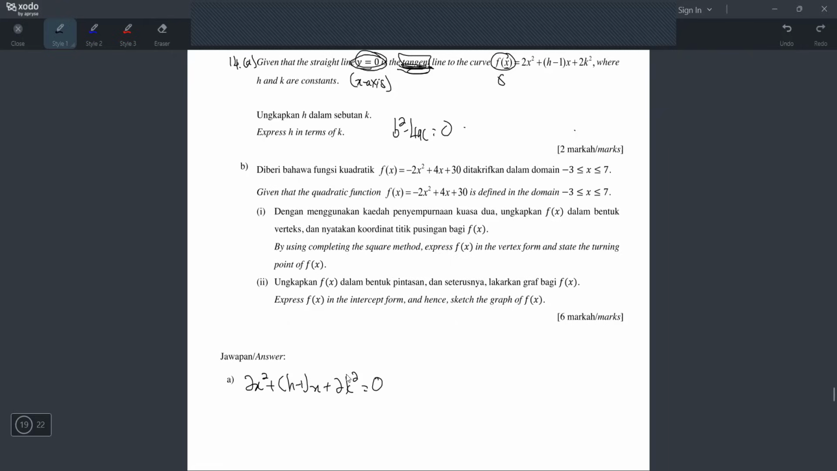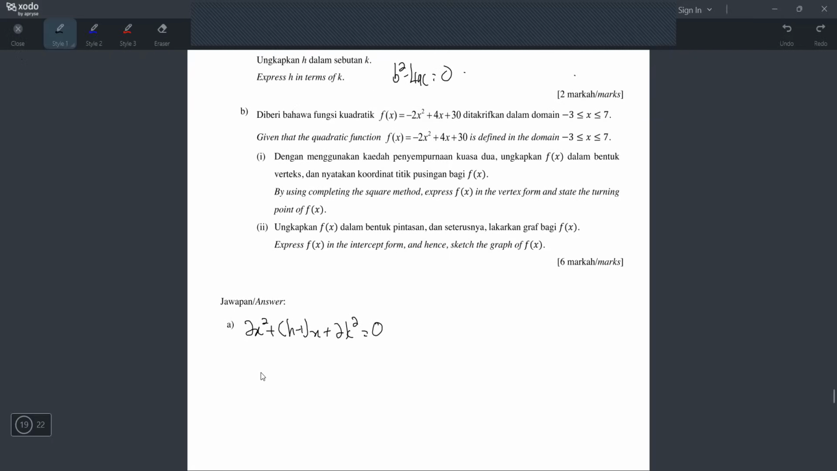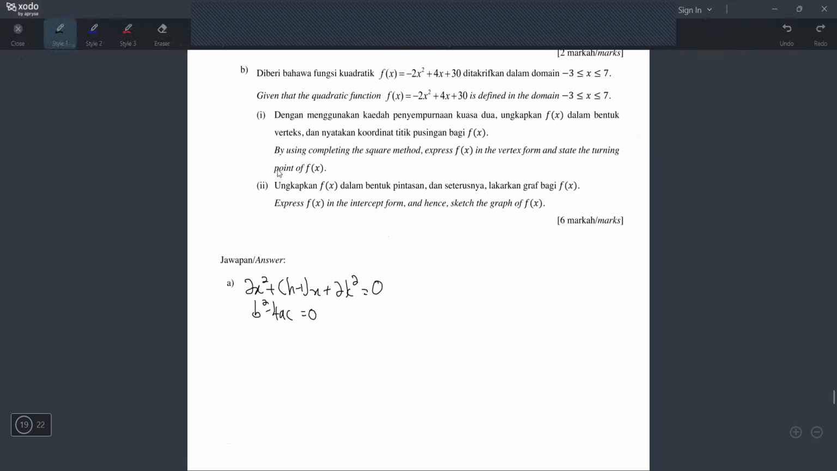Please don't tell me, this one has a square, so I have to put the bracket. No. k is not the variable. k is the, what do you call it, the constant. So even if it's k power 1 million, it will stay at the back, because the variable now is x. So now you can do b squared minus 4ac equals 0. Why did I put equals 0? Because tangent. Tangent means touches 1 point, right?